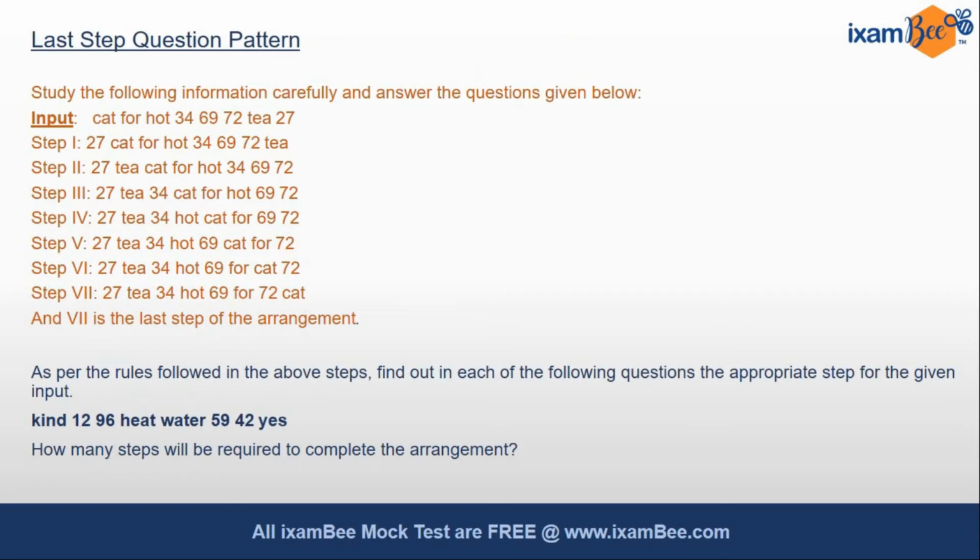Talking about this question, it's a mix of both words and numbers. Here it says, study the following information carefully and answer the questions given below. Some input is given, some steps are given, and it's written that the seventh step is the last step of the arrangement. So this is based on the last step question pattern. It further says, as per the rules followed in the above steps, find out in each of the following questions the appropriate step for the given input, and how many steps will be required to complete the arrangement.